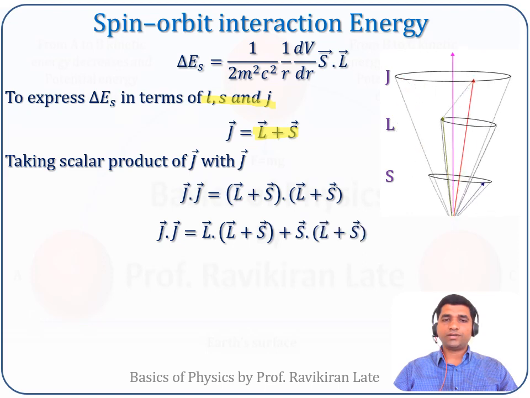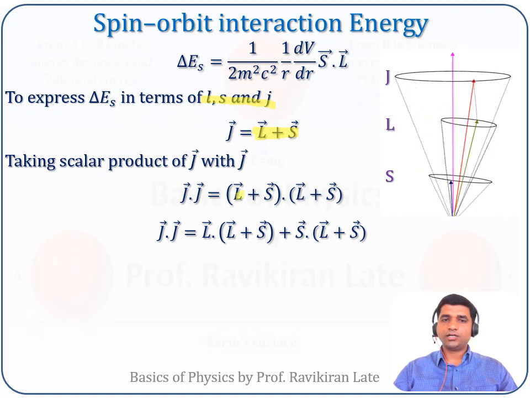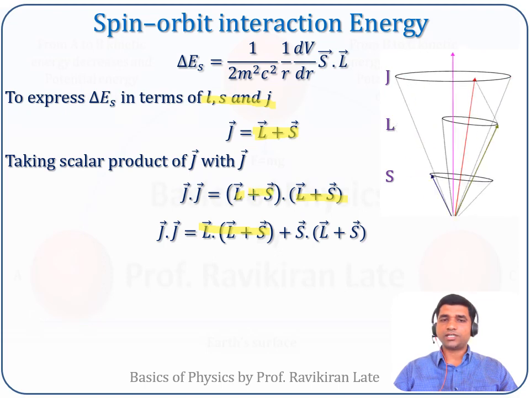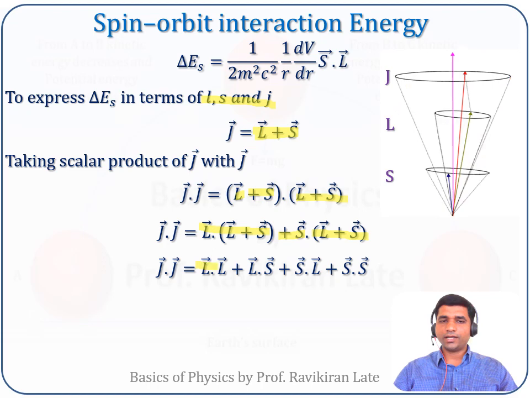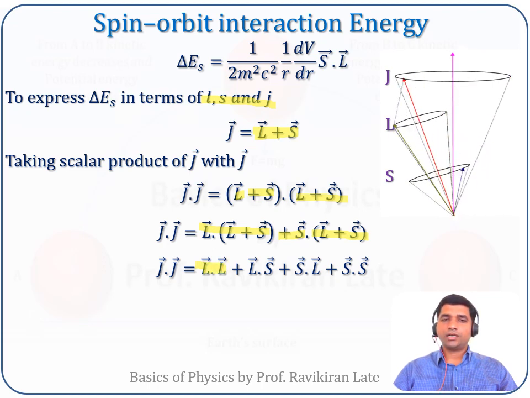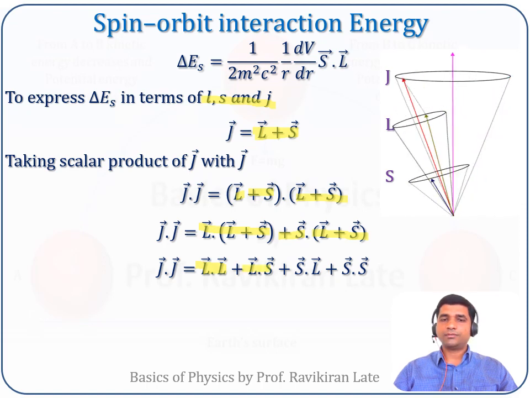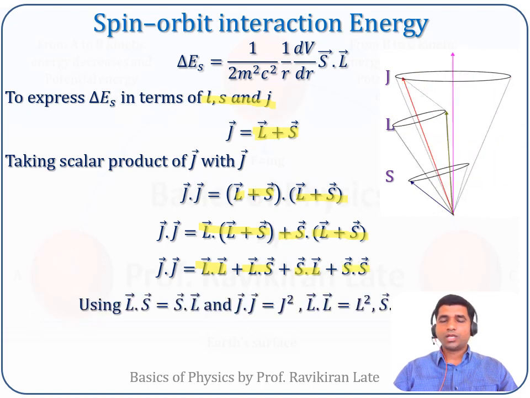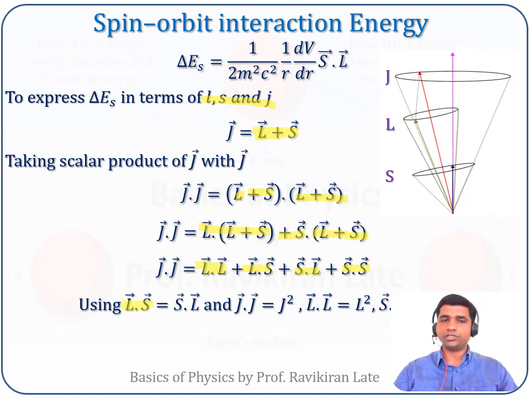If I simplify this, I'll just do a simple horizontal method of multiplication. First factor into the second bracket, which is L bar dot L bar plus S bar, then the second factor, which is plus S bar, into the second bracket, which is L bar plus S bar. Now remember, it's a dot product of two vectors. If I do this multiplication, that is L bar dot L bar plus L bar dot S bar. For the second bracket it is S bar dot L bar, and for the last term it is S bar dot S bar. Now we know that L bar and S bar are vectors, and we are talking about the scalar product of these two vectors.